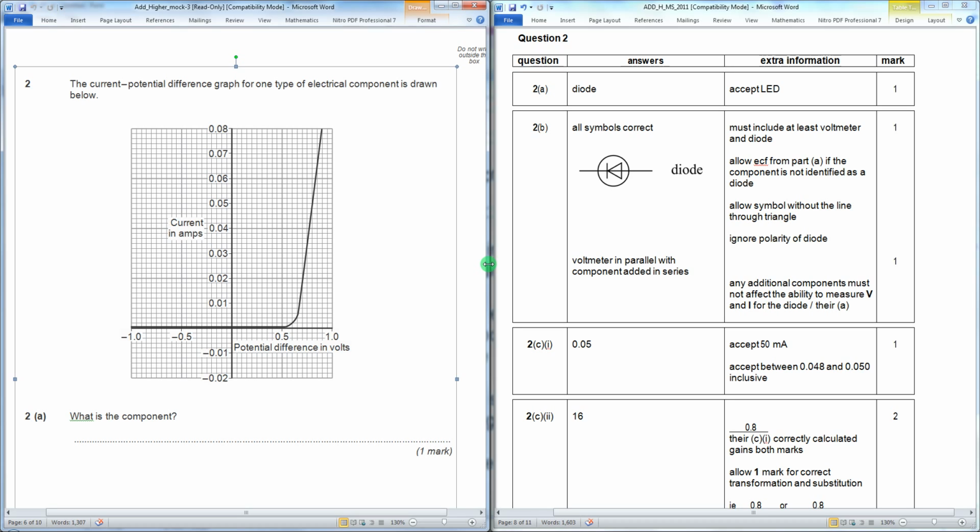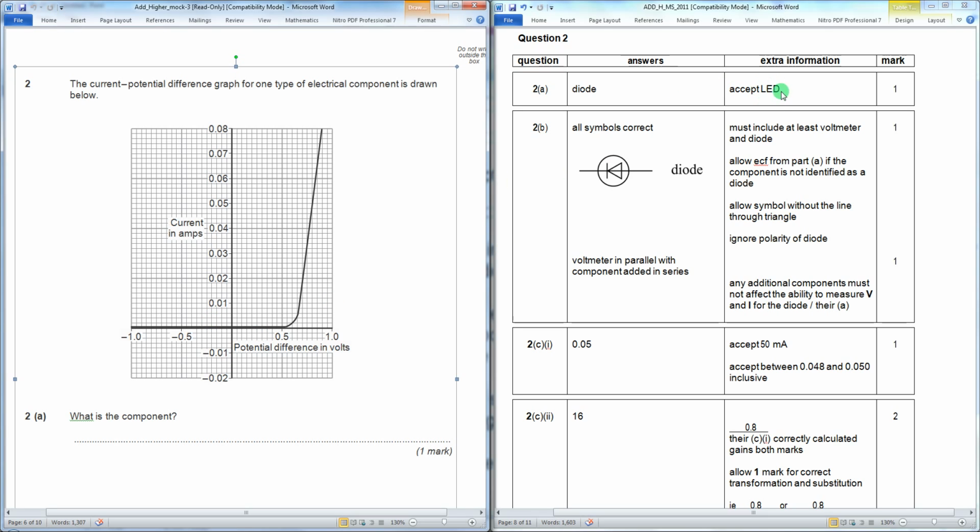Question 2 is an electricity question, and what you're looking at here is a current voltage graph, or current potential difference graph. You need to know these for a whole bunch of components, including a normal resistor and a light bulb. This one in particular is a diode. A diode is unusual because it allows current to flow in one direction but doesn't allow it to flow in the other direction. So you just need to learn these.